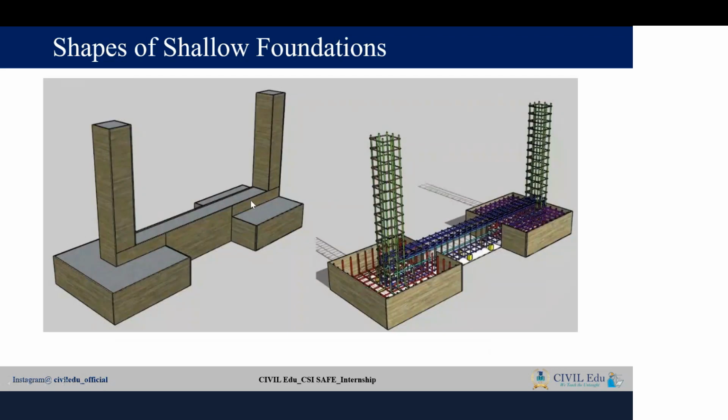And the next one is the strap footing. What does it mean by strap footing? You have two individual isolated footings. This is the first isolated footing and this is the second isolated footing. They have connected these two isolated footings with a beam, and this is called a strap beam. You can see the reinforcement diagram here, and you can see the normal pictorial representation here. This is called a strap footing.